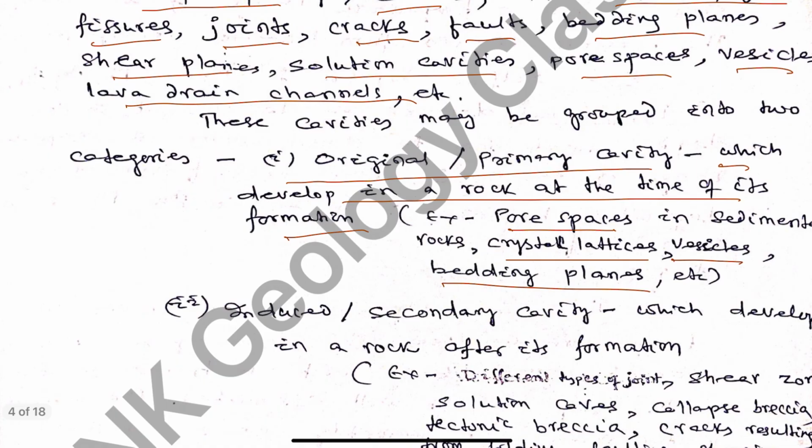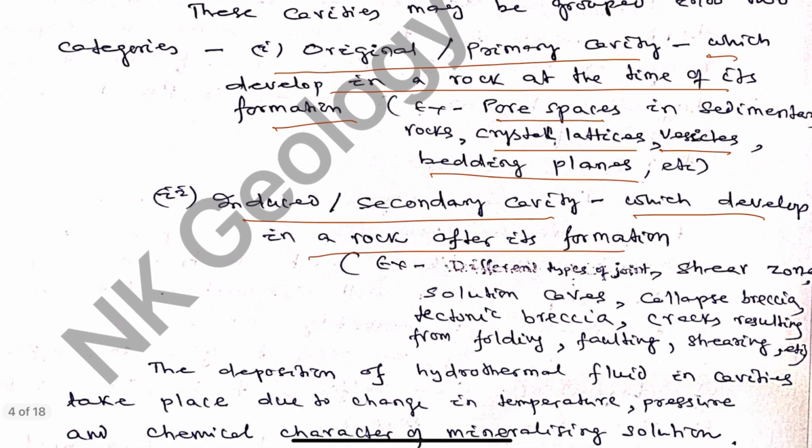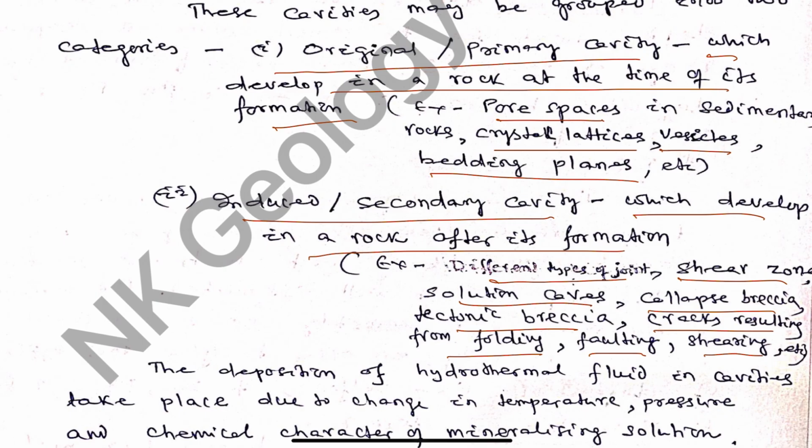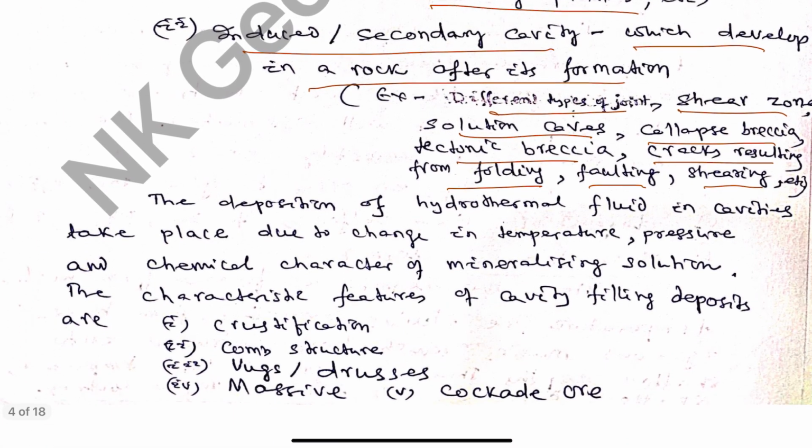But most of the cavities are found to be developed in the rock after their formation. They are said to be induced secondary cavities, which develop in the rock after their formation. They are different types of joints, shear zones, solution caves, collapse breccia, tectonic breccia, cracks resulting from folding, faulting, shearing. So, these are the induced or secondary cavities that are found to be present in the rocks.